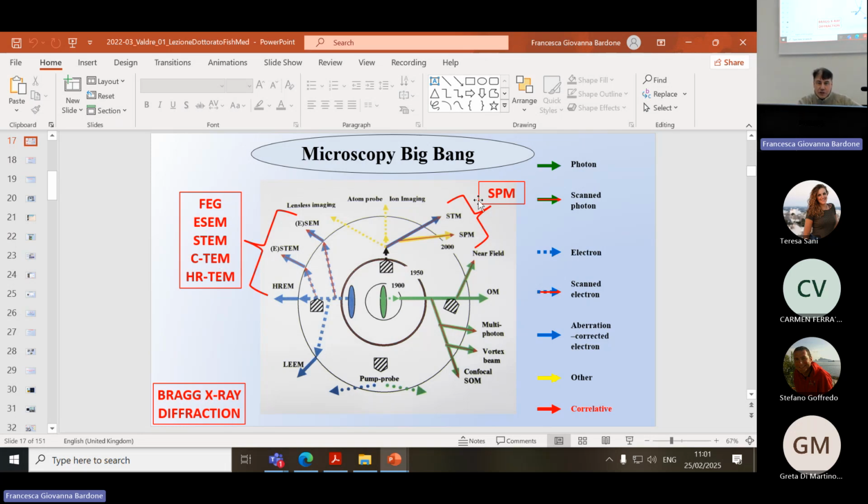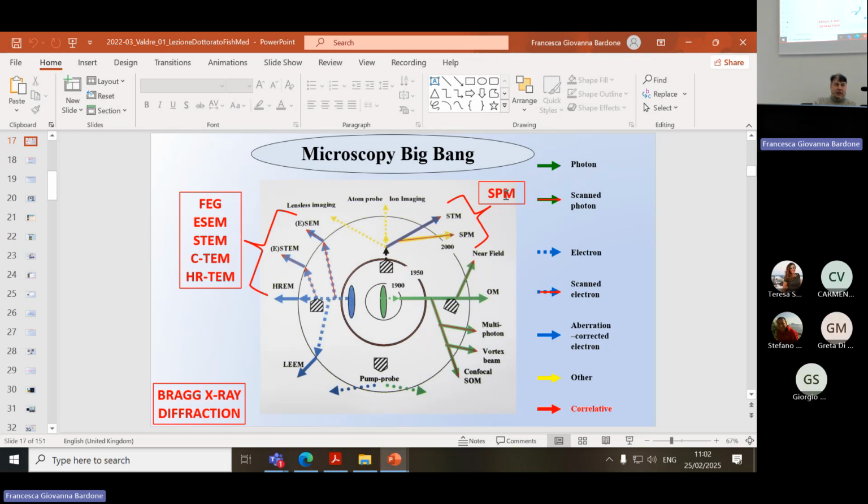The most widely used instrumentation in microscopy is called SPM. I know this whole acronym can create confusion, because S stands for scanning again, P stands for probe, and M stands for microscopy. So SPM is a scanning probe microscope, or scanning probe microscopy. I want to be clear: what is scanning probe microscopy? Why do I use scanning again, probe again, microscopy again? I will try to be clear using this slide.